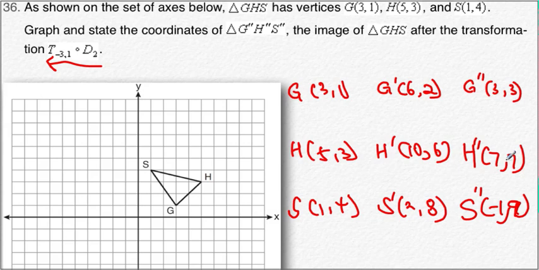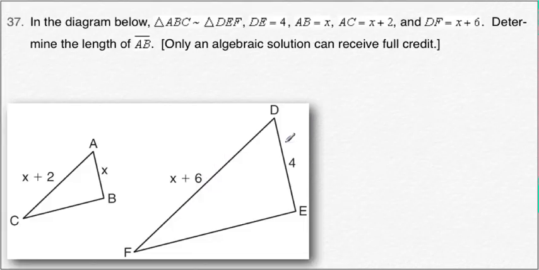So let's try to plot the final answer here. So 3, 3, 7, 7, negative 1, 9. Alright, that becomes our final answer. Number 37.